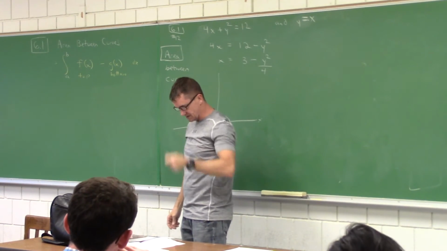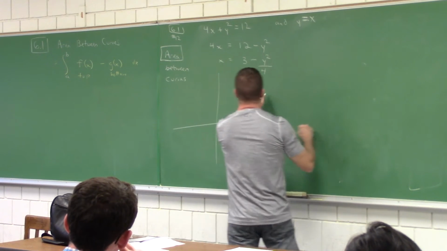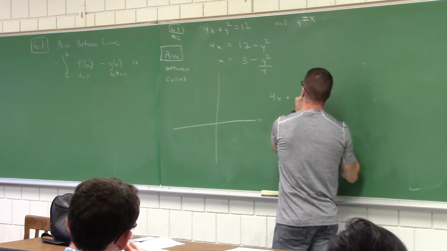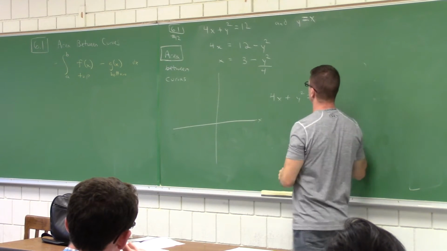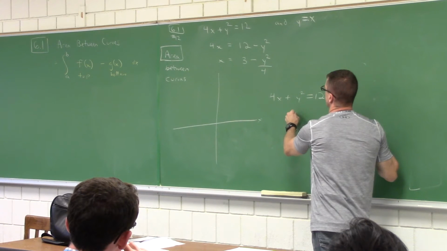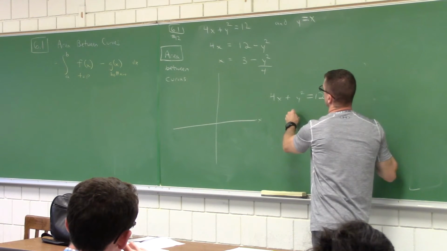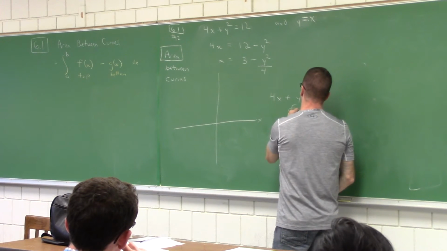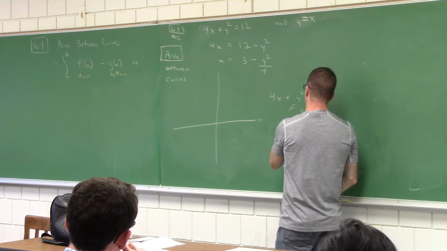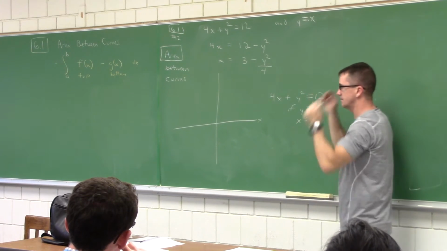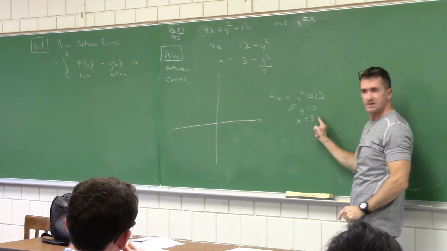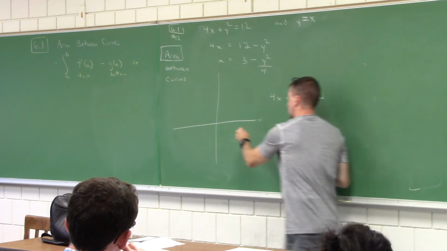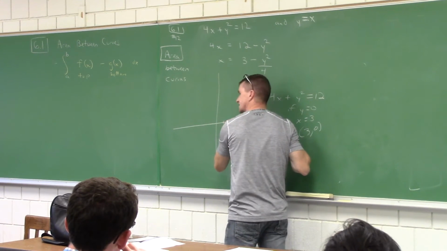Cool. So in this case, I went 4x plus y squared equals 12. We're saying this is negative x squared plus 3. And in this case, if y equals 0, is x equal to just 3? I just want to make sure. Is that a point on that curve? 3 comma 0? Let me put it. It's the vertex, isn't it?